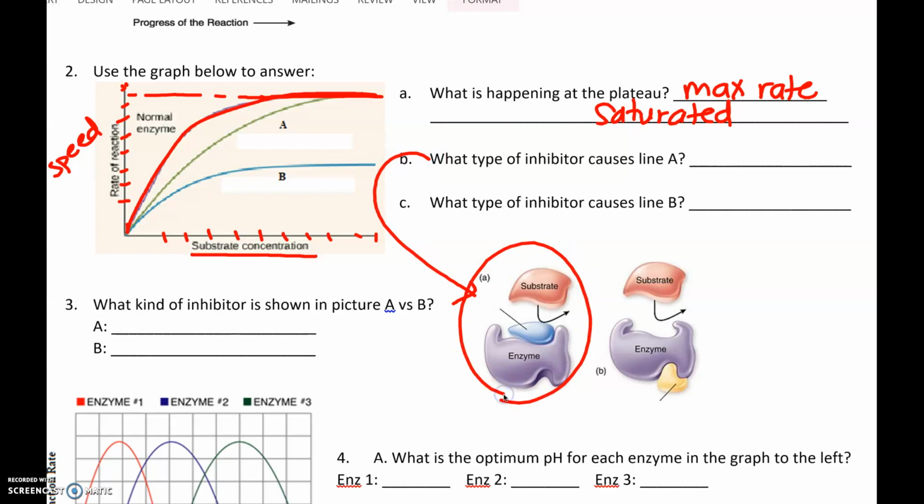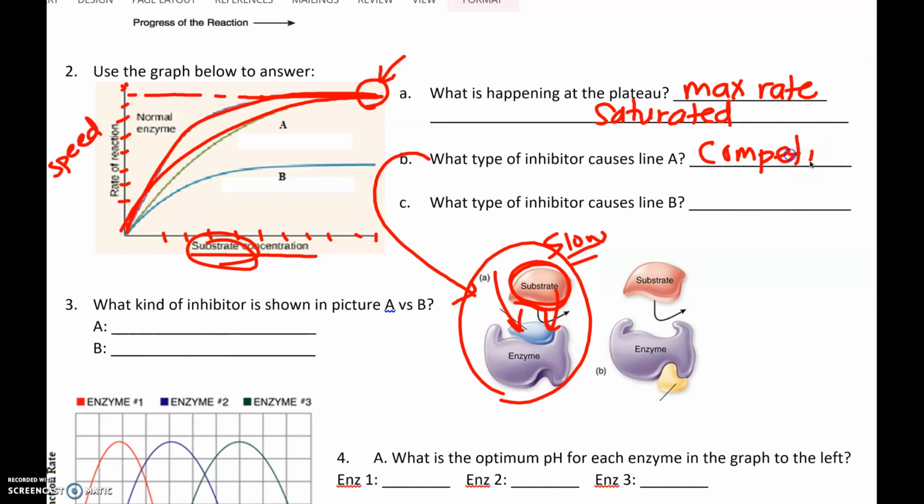Well, that would be a competitive inhibitor, because what happens with a competitive inhibitor, which is this picture, is that the substrate and the inhibitor are both competing for the active site. So this is going to slow the enzyme down, but the more substrate I add, and if I only have a little bit of inhibitor and a lot of substrate, this inhibitor will have less and less effect to the point where the inhibitor has almost no effect at all. So this would be a competitive inhibitor, because the more substrate you have, you can overcome this type to where it really doesn't have an effect.